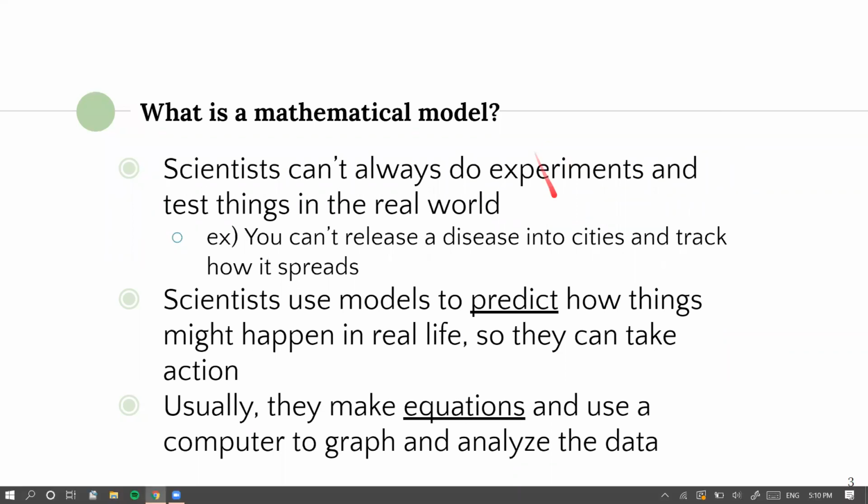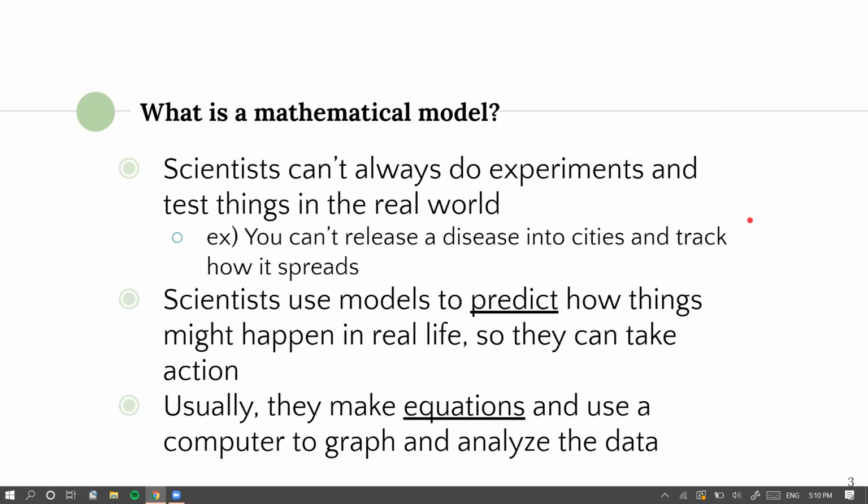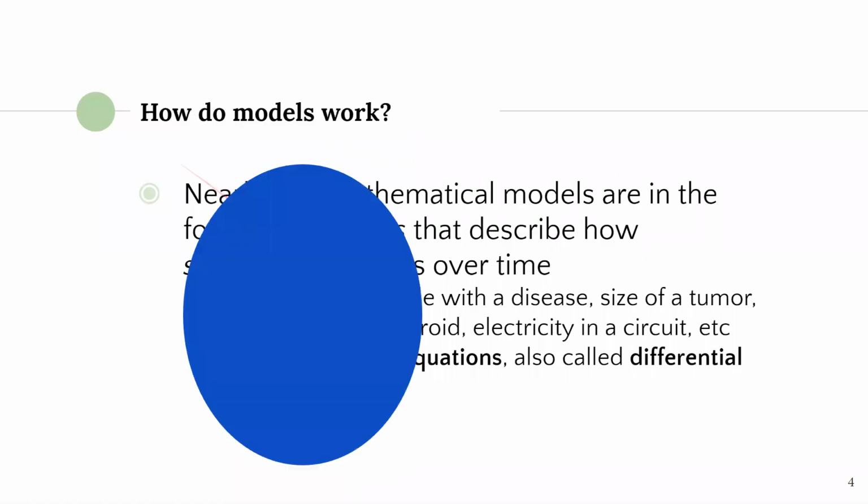So usually these models are just equations. They're just mathematical equations that scientists plug into a computer with a bunch of numbers, and they try to graph the data and analyze it and see what they can learn. So they might have some equations to determine, okay, for rabbits, there are 12 rabbits born every week in our sanctuary. So how can we use that information to try and predict how many rabbits there will be next year? Something like that. And this is often done in conjunction with a computer, which graphs the data and helps you learn some information from it.